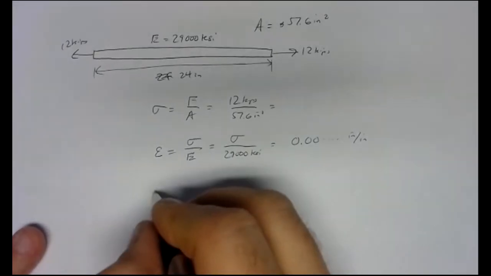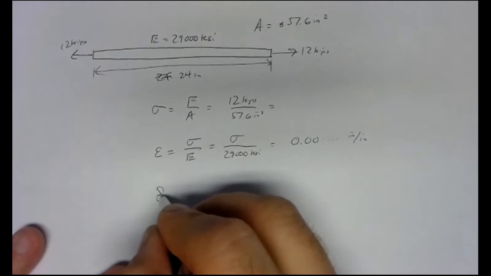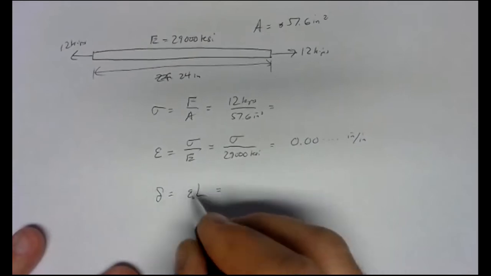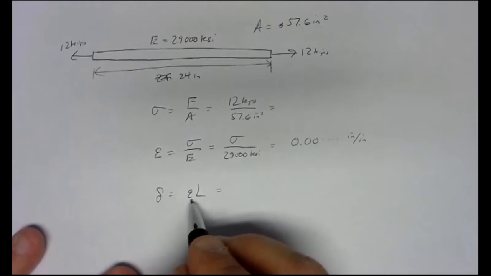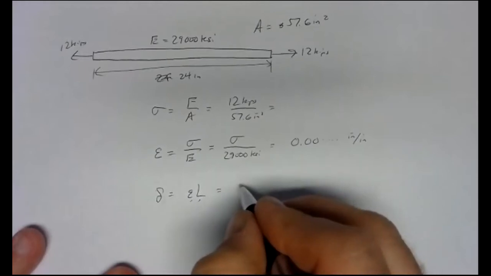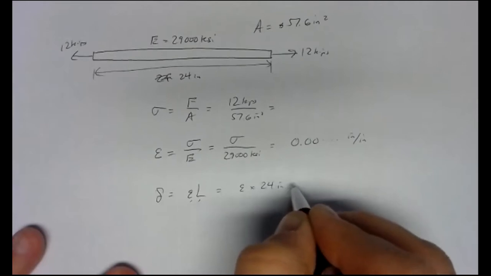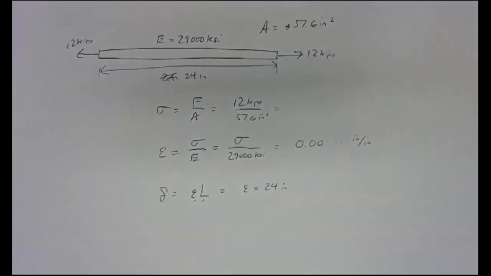Then part C asks, what's the elongation? Well, elongation is the strain times the length. The strain tells us how much each inch grows. The length tells us how many inches we're dealing with. So we'd multiply the strain times 24, and that would give us our elongation.